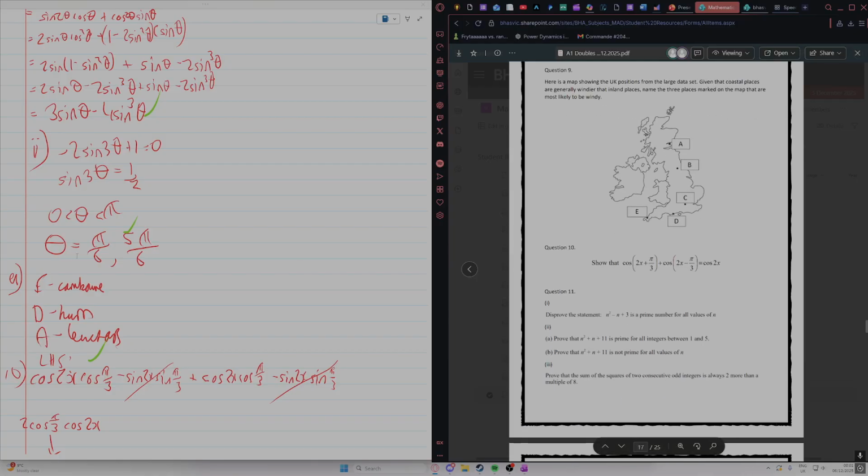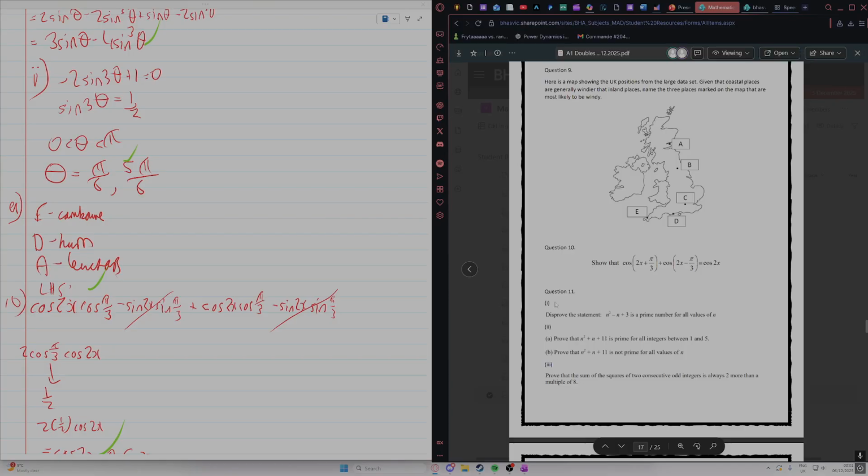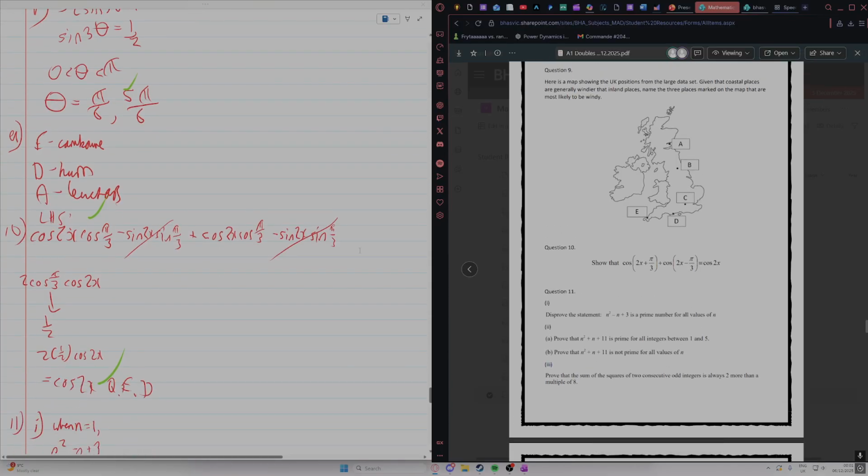Next we have this. There's probably a cool way to do this, but I just use the compound angle formula that cancels out. You get 2 times half times cos 2x, and that gives you your answer.